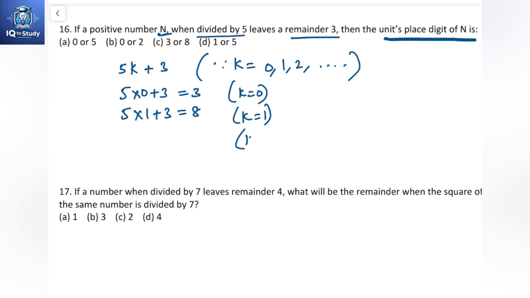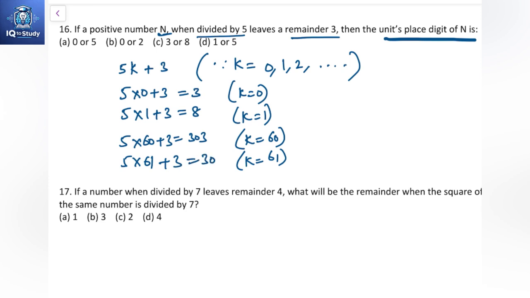Let's take k equal to 60. 5 into 60 plus 3, that is equal to 303. Let's take k equal to 61. 5 into 61 plus 3, that is equal to 308. So the unit digit of n is 3 or 8.